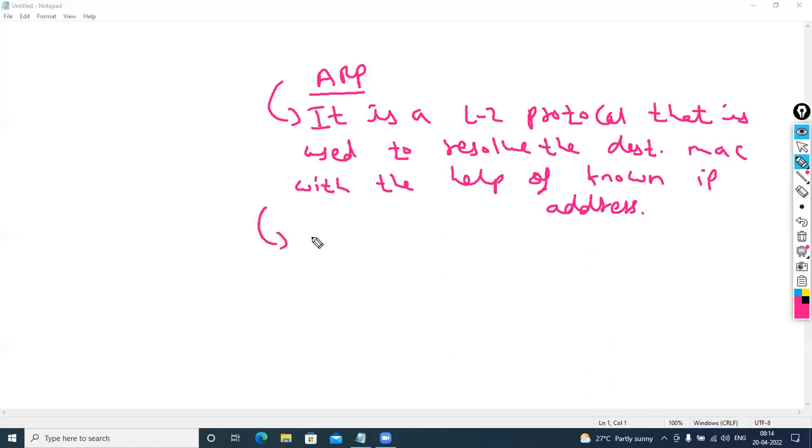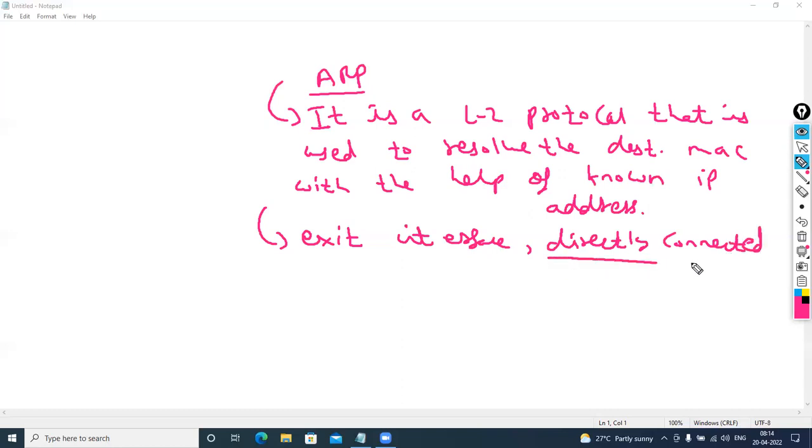So if we talk about exit interface, why do we use it? It is directly connected, so it treats the route you want to reach as a directly connected route. That's right. There is no recursive lookup here with the exit interface, because we know where to exit from.